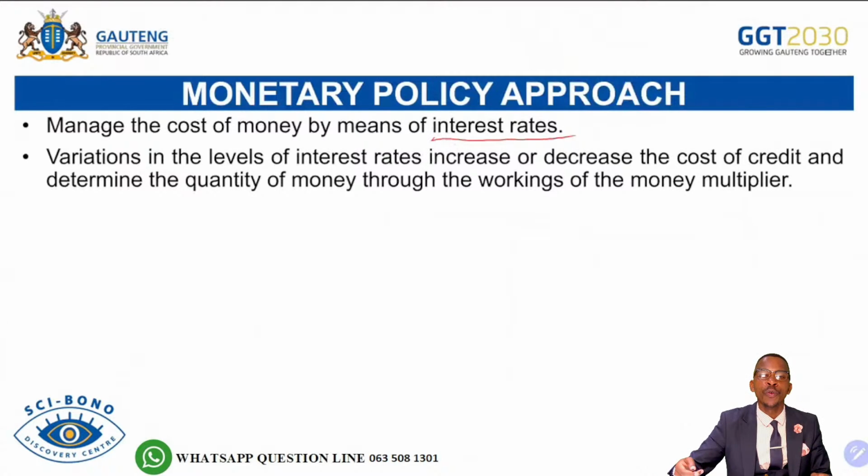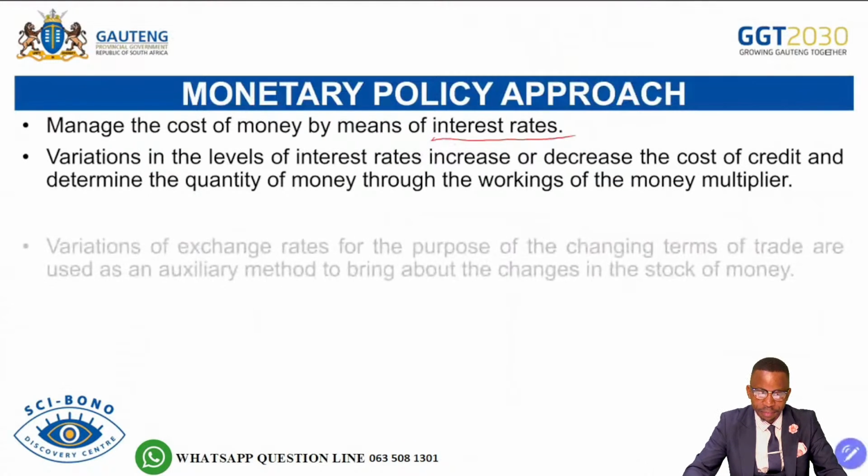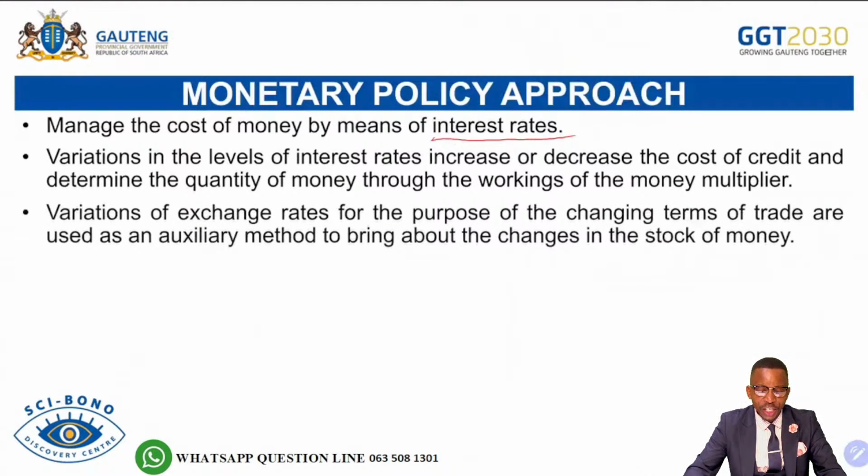As aggregate demand increases, firms are encouraged to produce more goods and services. That will lead to firms demanding more labor. As there's more demand for labor, there will be more job creation. With more job creation, there's further disposable income available in the economy, to benefit the government through the tax base or revenues. And also the demand for goods will increase even further. Variations of exchange rates for the purpose of changing terms of trade are used as an auxiliary method to bring about changes in the stock of money.